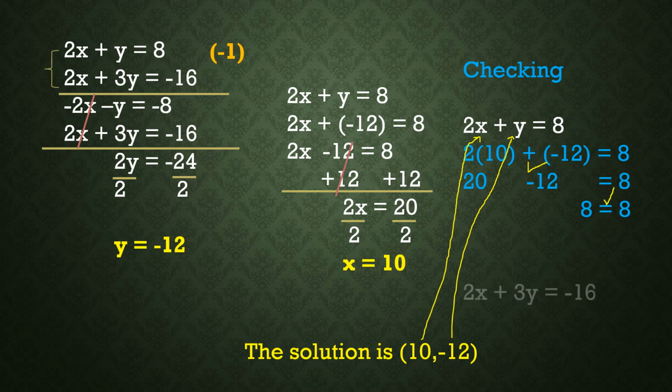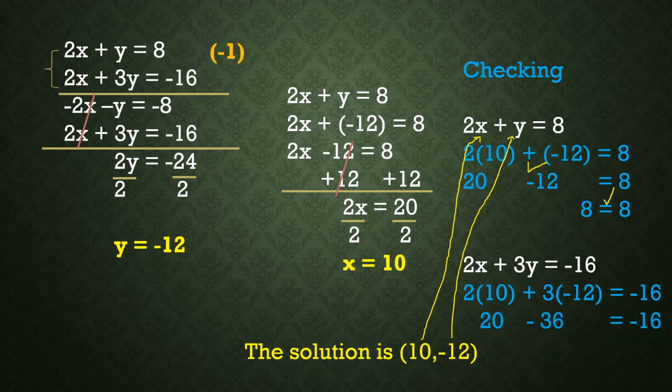Next, equation 2: 2x plus 3y equals negative 16. So again, you have to replace x and y by the values 10 and negative 12 respectively. That will be 2 times 10 plus 3 times negative 12 equals negative 16. 2 times 10 is 20. 3 times negative 12 is negative 36. 20 minus 36 will give us negative 16 equals negative 16. So they are also equal. Therefore, the solution (10, negative 12) is correct.